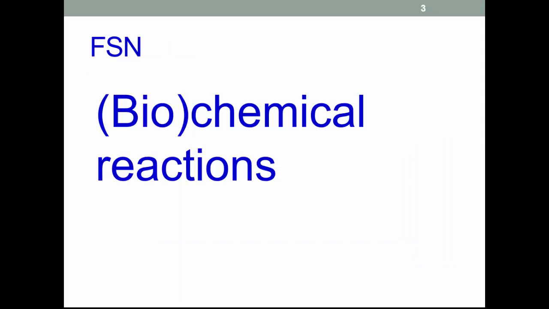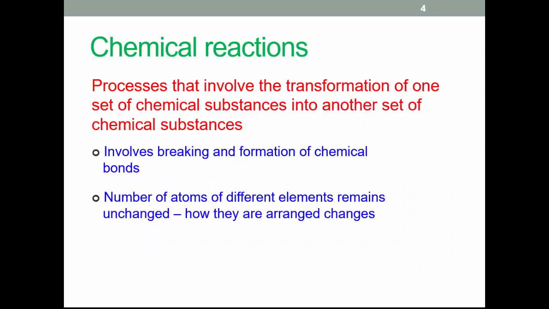Okay, so biochemical reactions. Some basic definitions to start with. These processes can be very simple, or they can be very complex indeed. Even the more complex steps, it has to be said, are often composed of a large number of small changes. A chemical reaction involves the breaking and formation of chemical bonds.